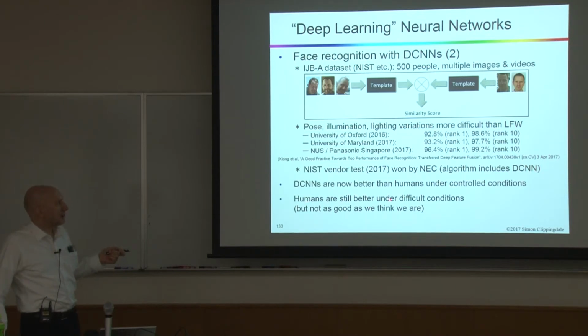Humans are still slightly better than neural networks under difficult conditions. For example, figuring out that these are the same person or that these are the same person, or more difficult examples, age differences, haircut differences and so on. But humans are still not as good as we think we are. Actually, humans are surprisingly poor at recognition.